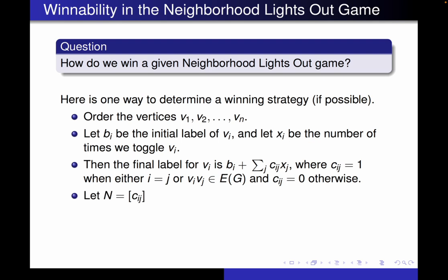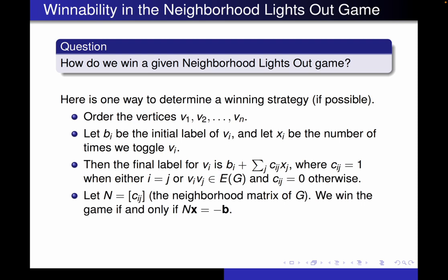So the matrix for that equation is going to be N, equal to all the cij's put in a matrix. And that actually has a special name. It's called the neighborhood matrix of G. And if you look at the definitions of the cij's, they look very similar to the definitions for the adjacency matrix. In fact, N is exactly the same as the adjacency matrix, except since i can equal j for it to be 1, you get 1s down the diagonal.